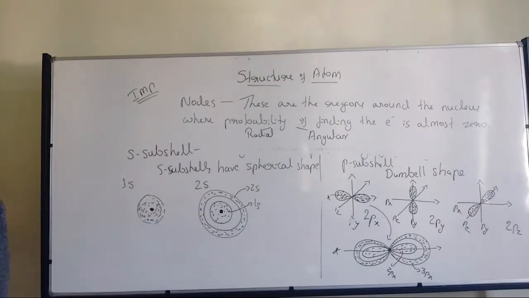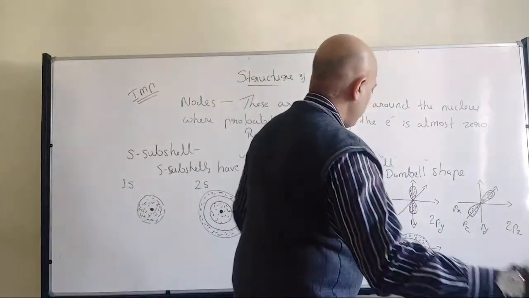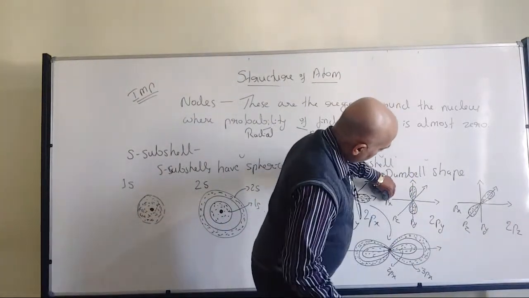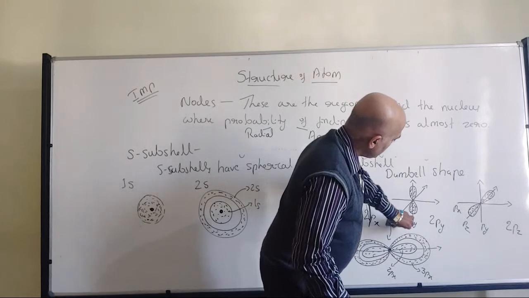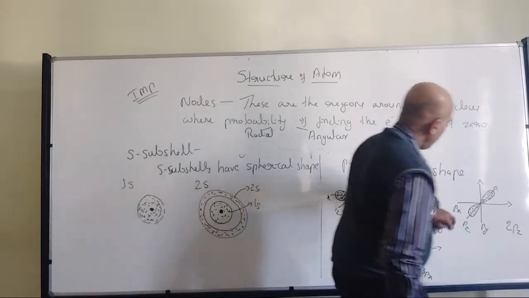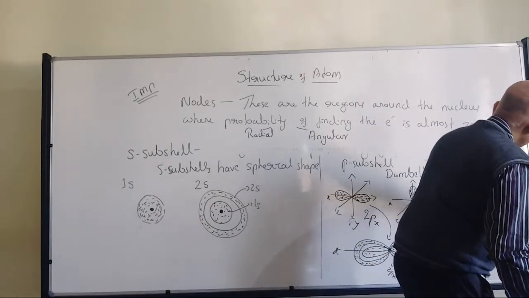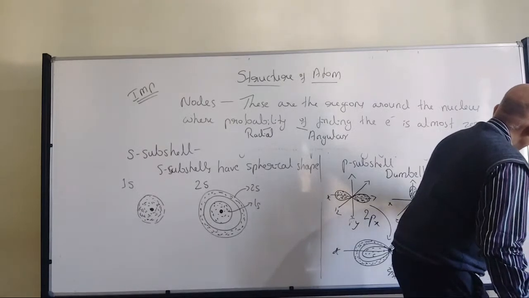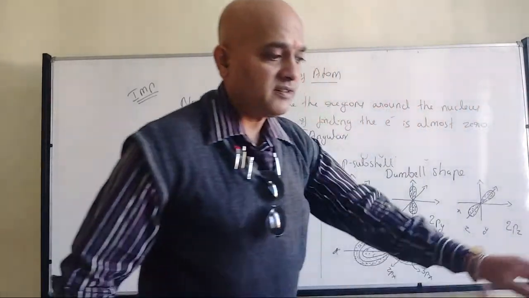So that's where I have written. I will make it uniform everywhere. I will remove this p because it is applicable for all, not only for the p subshell. So I will make it x, y, z. Okay?